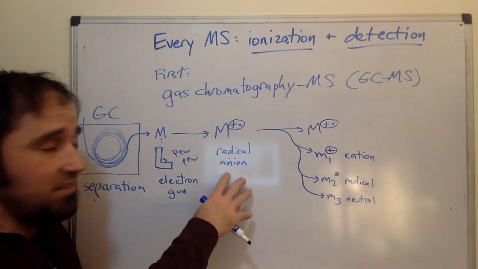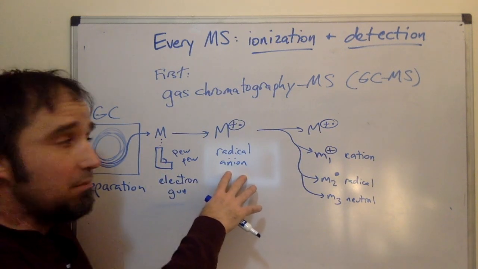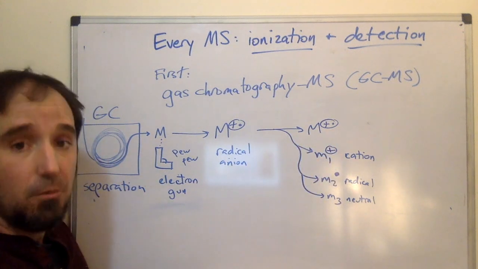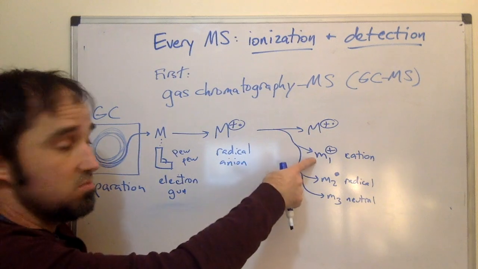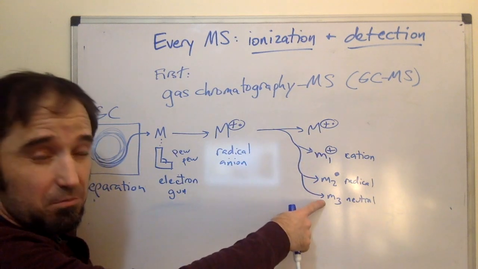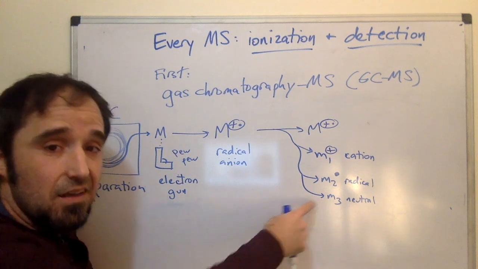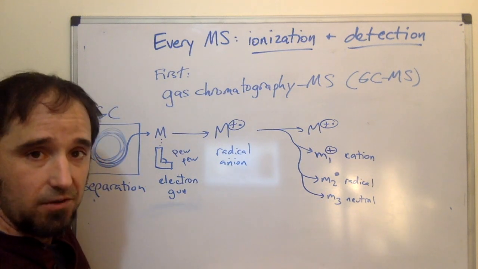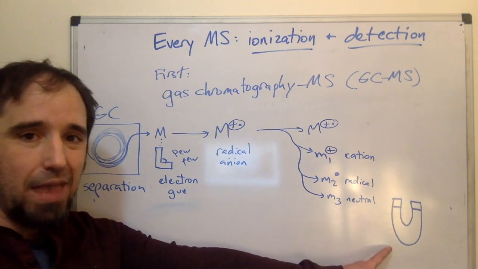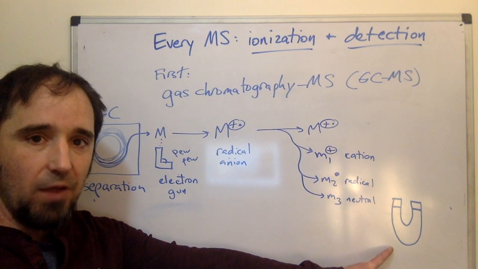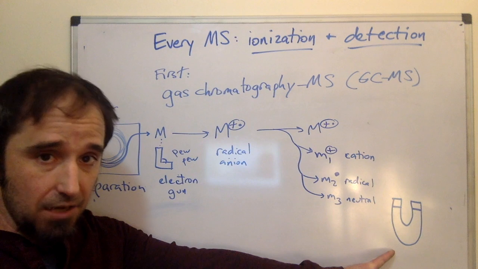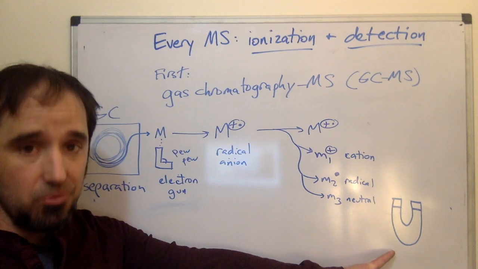Now, a lot of times these things are not very stable, and so some of them may survive a few milliseconds, but a lot of them are going to break up right away. They're going to break into smaller cations, they're going to break into just radicals, maybe spit out some neutral things, and maybe even some smaller radical cations. But here's the trick. I'm going to put a big magnet right here. What's that magnet going to do? That magnet's going to let me pull on charged compounds, but not neutral compounds.